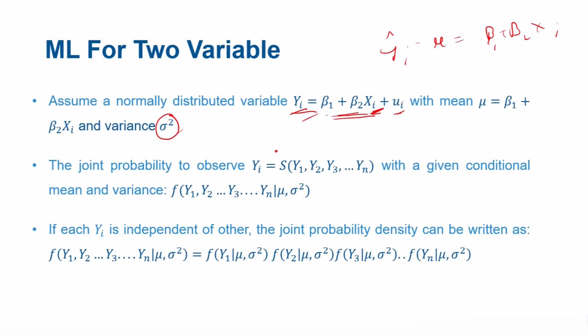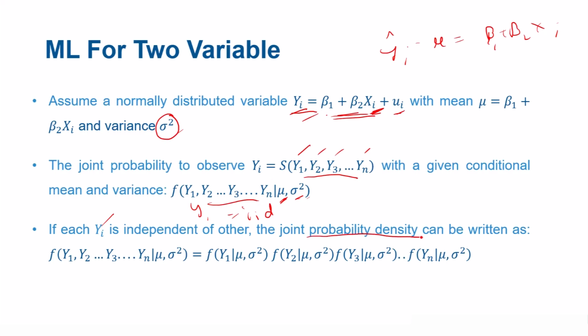Now, yi may take on many values like y1, y2, y3, and so on up till yn. So we need to understand the joint probability distribution. This joint probability distribution is conditional to the mean value and sigma square. So this is the joint distribution given the mean and variance. Also, each yi is independent of each other. Recall we said at the beginning that these yi's are IID, independently and identically distributed.